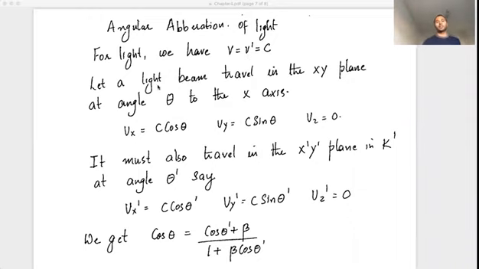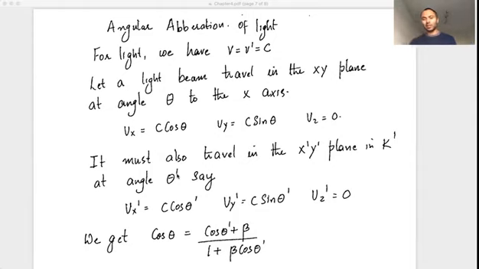Okay, so let's assume that the beam of light is traveling in the xy plane without any loss of generality. Let's say it's traveling at an angle theta to the x-axis in your frame. And so you're going to say my vx is c times cos theta and my vy is c times sine theta, vz is 0. Now your friend says that the beam of light is also traveling in your friend's xy plane, so x prime y prime.